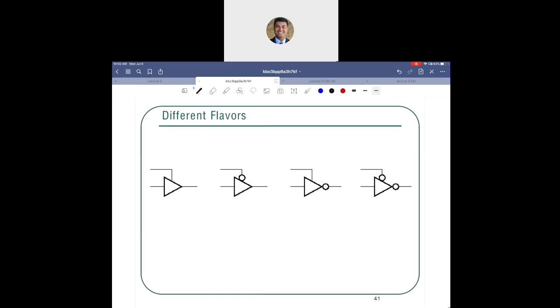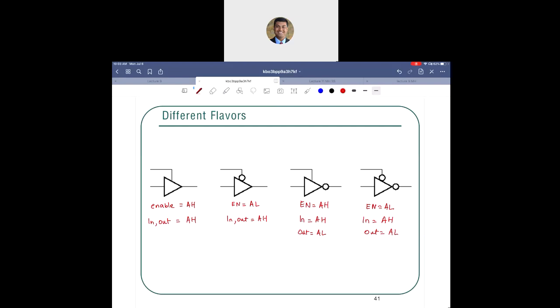Over here, you have four different flavors of tri-state buffers being sketched. What are the differences here? The first one, enable is active high, input and output are active high. Over here, enable is active low, input and output are active high. Over here, enable is active high, input is active high, output is active low, which means input and output are complements of each other because of that bubble at the output. The last one is enable active low, input active high, output active low.